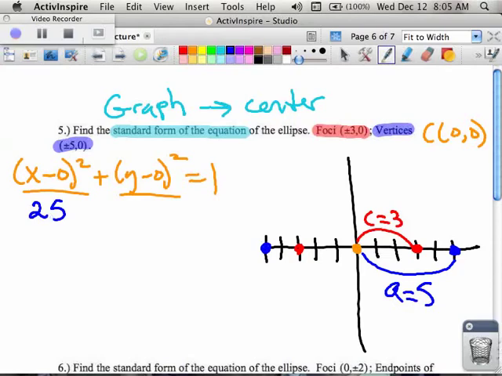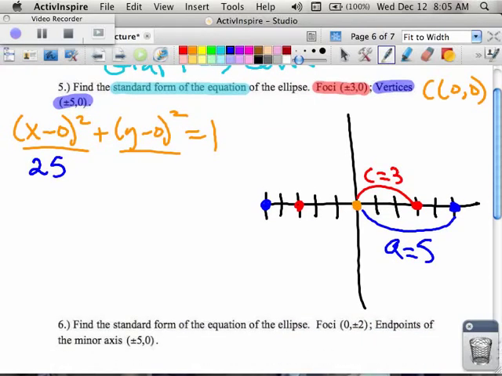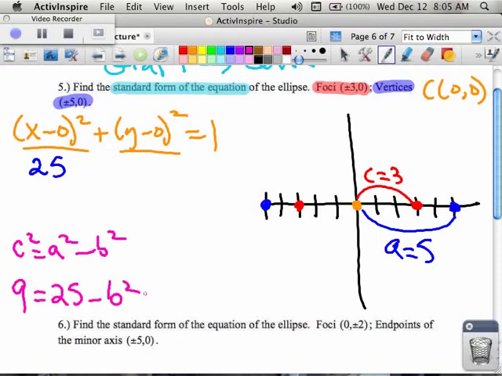And the only thing you have left to find, of course, is the number that goes under the y, but we have that special formula c squared equals a squared minus b squared. We know that the c is 3, which means when you square it you get 9. We know that the a is 5, and when you square it you get 25. And we're looking for that b squared thing, which is the thing that will be going underneath the y parentheses. And the only thing that can be is 16, because 25 minus 16 is 9. So that means 16 will be going underneath the y squared.